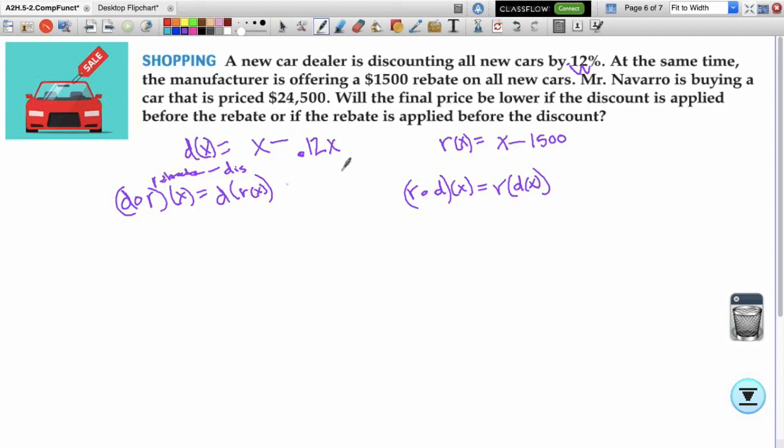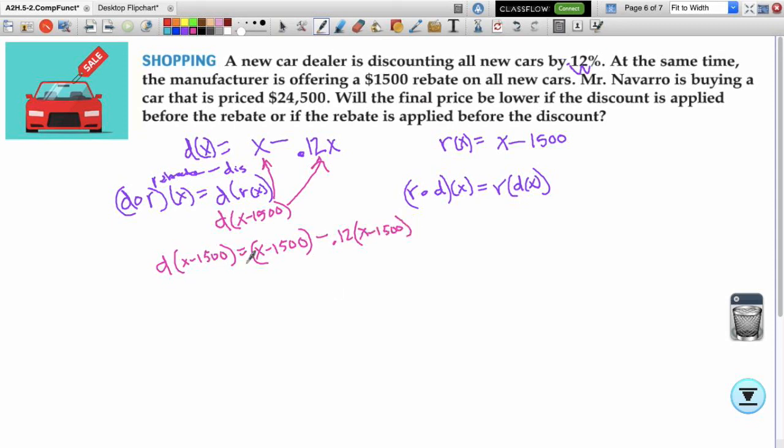So we're going to take our r of x, x minus 1,500, and we're going to plug it into our d function. So that means we're going to take this x minus 1,500, and we're going to plug it in everywhere that x happens in our d function. So d of x minus 1,500 equals x minus 1,500 minus 0.12 of x minus 1,500, okay?